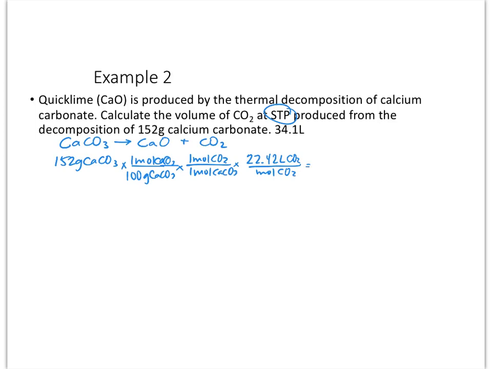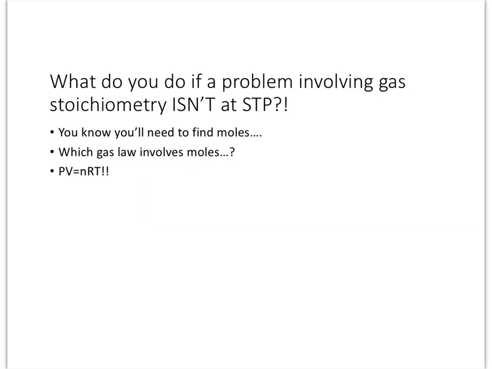The other way that you could do this is you could stop here. You could get moles of CO2, which happens to be 1.52 moles. And you could substitute that into PV equals nRT. Pressure would be 1 atmosphere. Volume is what we're looking for. Number of moles is our 1.52. R would be your 0.08206. And temperature would be standard temperature, the 273. So if you substitute in that way and solve, you're still going to get that same answer as before. If the problem is not at STP, you have to use the ideal gas law eventually.